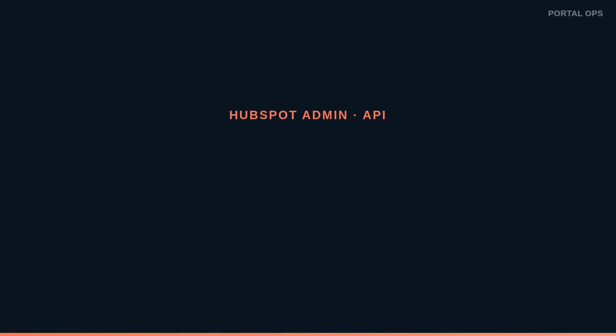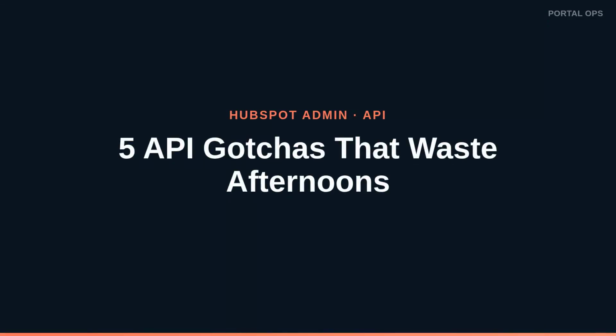The HubSpot API docs are good, but there are 5 behaviors I've hit in production that the quick start will not warn you about, and every single one of them has cost me an afternoon at some point. Here they are, so they cost you 5 minutes instead.